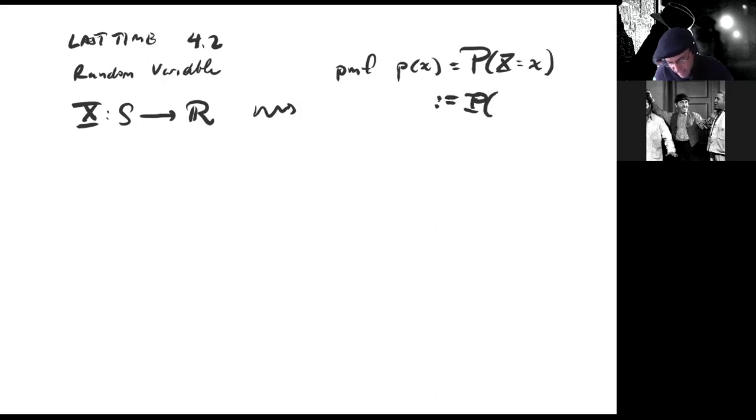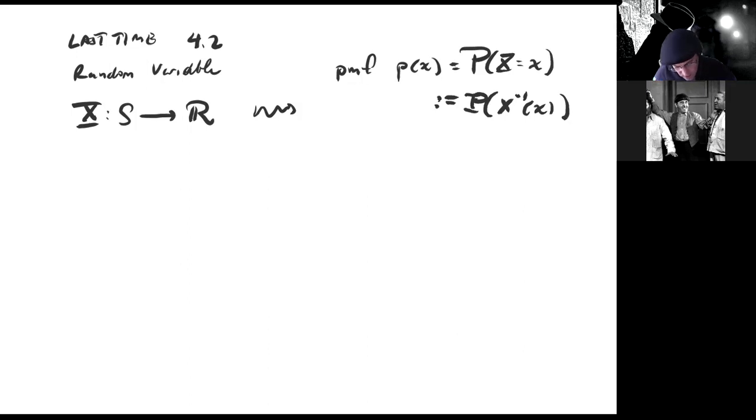And what event is that? It's the event we get by taking the inverse image, the pre-image, of x under the random variable. That's the set of elements of S which under the function map to x. Okay, so that's what it is.